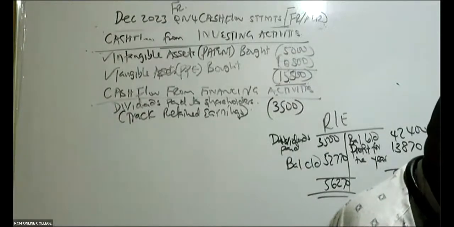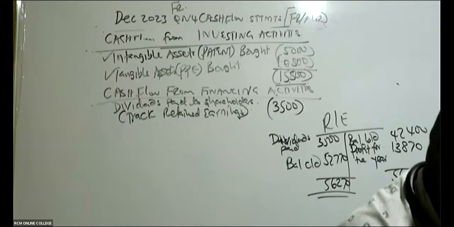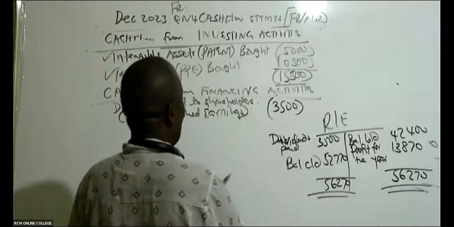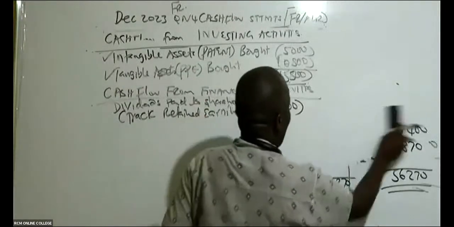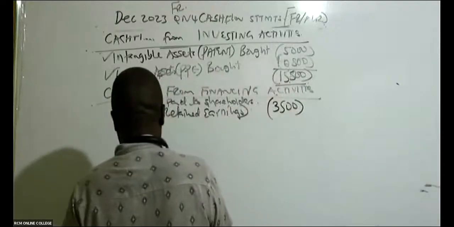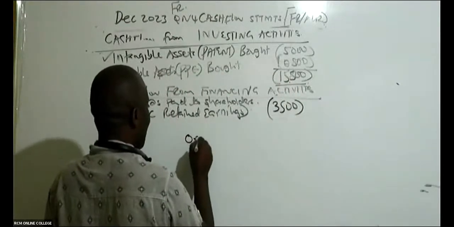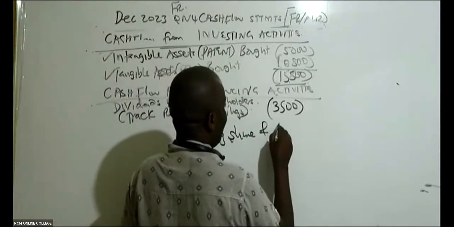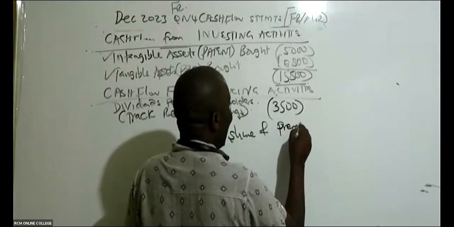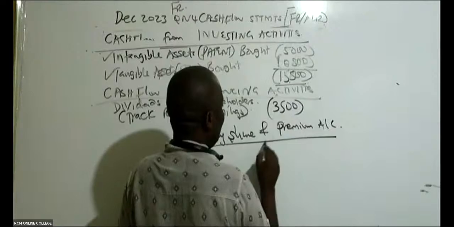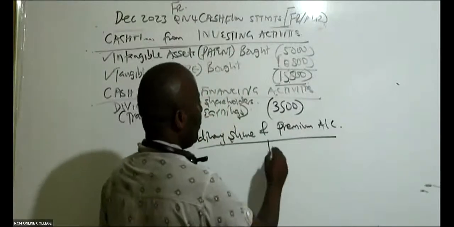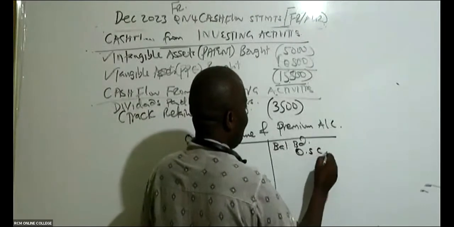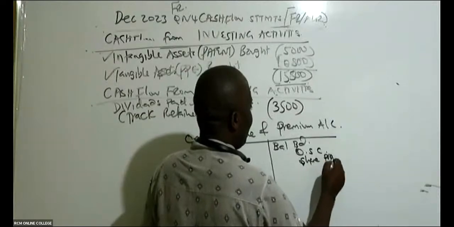Now, from there, ladies and gentlemen, go to your ordinary shares. If you look at your ordinary shares account, those belong here. You know, we have debt and equity. So we look at ordinary shares and share premium account. You combine them. It's equity, so balance brought down here. Start with the ordinary share capital, and then we have share premium.